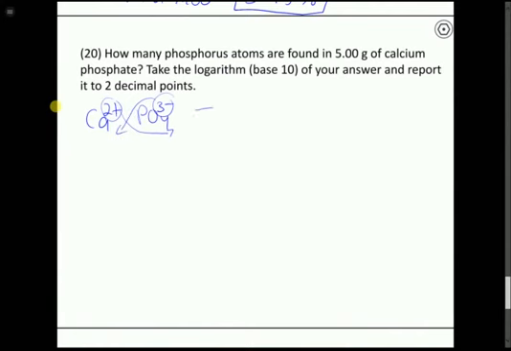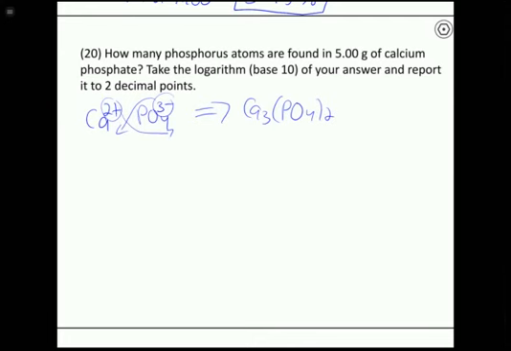So we cross those over to balance charges, and we get Ca3 and then PO4 taken twice. So that's the correct formula for calcium phosphate. And what we're looking for is the number of phosphorus atoms, and we're starting with the mass of calcium phosphate.